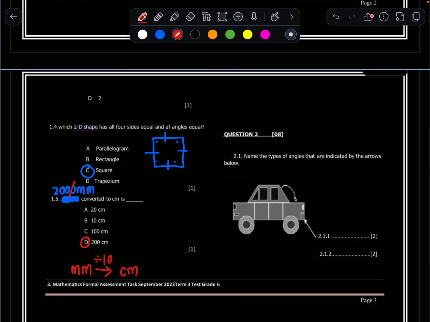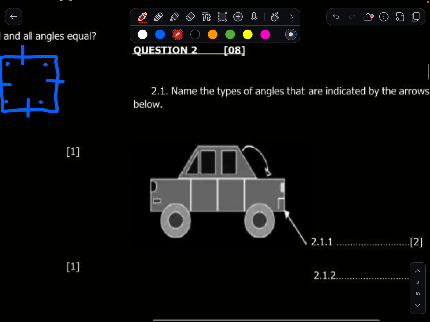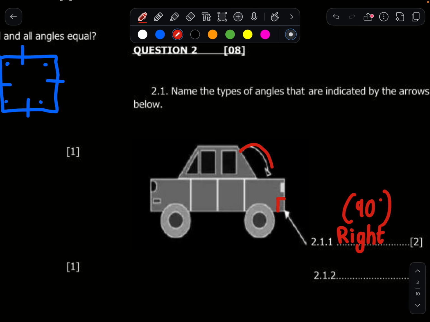Question 2, name the types of angles that are indicated by the arrows below. So, okay, this one arrow here, this angle in here, that is a right angle. Because you can see whenever you have that square, it's a right angle, and it means it is 90 degrees. And then the other angle they're showing us here is this angle here, which would be an obtuse angle.